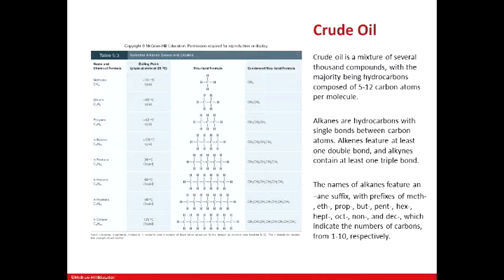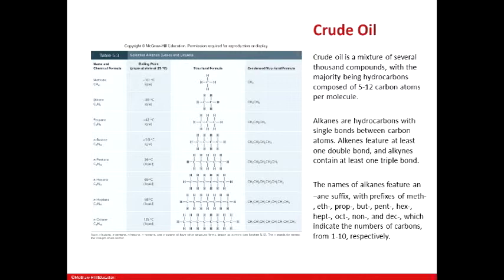Okay? All right? So this is 5 to 12, we don't have 12 on here, but this is what crude oil would look like, and these are the hydrocarbon structures. And these are called linear structures. Linear because they run in a chain. Okay? And that's important to understanding vapor pressure.